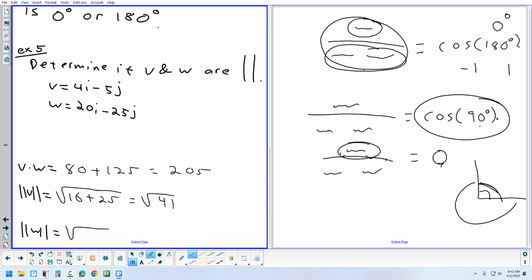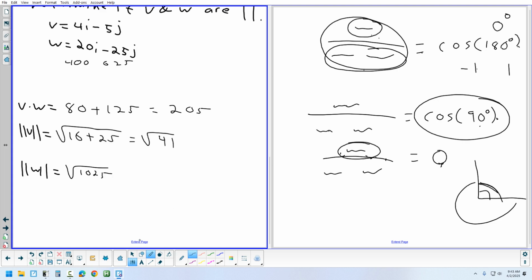Okay, and this one, 20 squared, how much is that? 20 squared is 400. Negative 25 squared, what's 25 times 25? 625. So that gives me the square root of 1025.